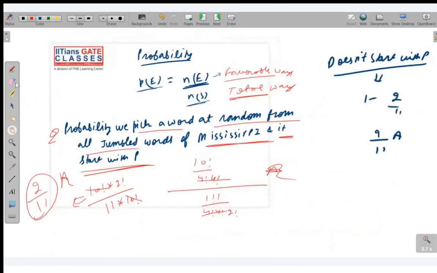Yes. So if they say it does not start with P, I think you already know, the probability of not happening is 1 minus this. Probability is 1, so 1 minus 2 by 11 comes out to be 9 by 11. Okay, I think you have got it. If anybody is facing any difficulty, please let me know, I will explain it.